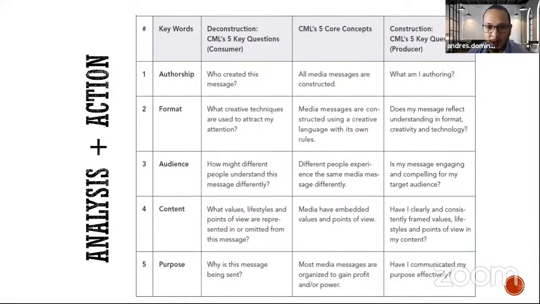Pretty much what Juan Carlos is saying in the chat box. It's Coca-Cola. So what is the purpose of them connecting their product to the value of kindness, for example? What is the purpose behind it? How do they present the content? What values are being represented? And the lifestyles, the points of view, who is not being represented in that text?